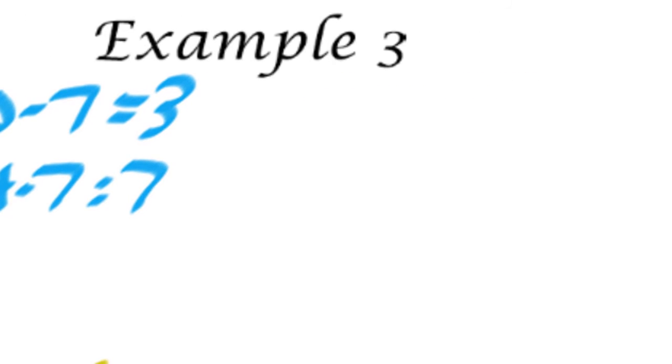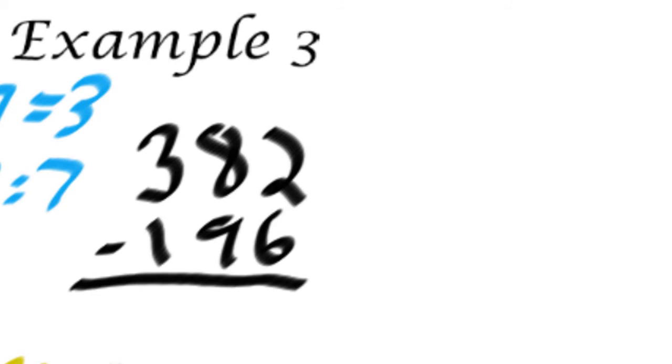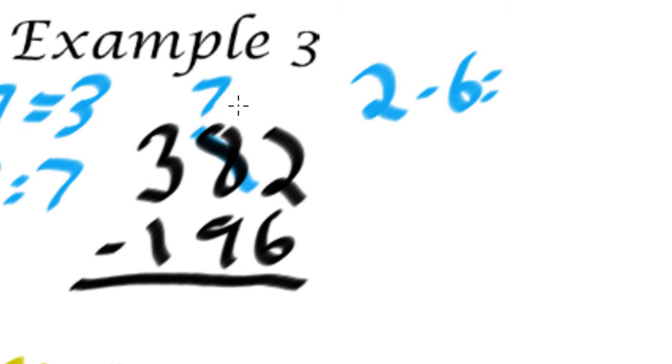Now, let's do one more example using two 3-digit numbers so that we can practice our skills of subtraction. Let's say we have 382 minus 196. We'll start the same way by subtracting the numbers in the ones place. 2 minus 6. We realize we have to take 1 away from the 8, making this 2 a 12, and 12 minus 6 gives you 6. We put 6 in the ones place.